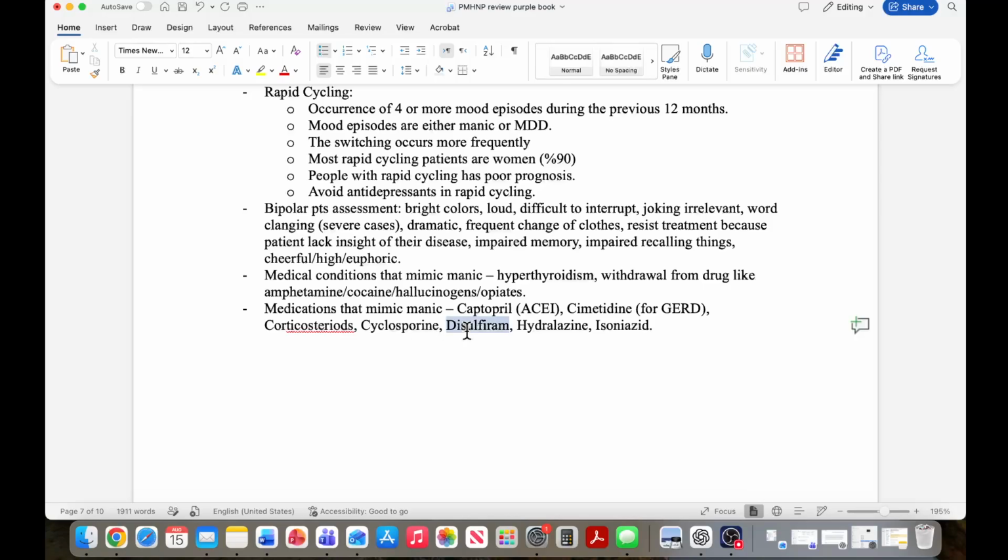Disulfiram, this is your Antabuse. The other name for it is Antabuse, and it's used to treat alcohol abuse. Hydralazine, of course, is for blood pressure, hypertension. Isoniazid, that's the TB medication. Okay.